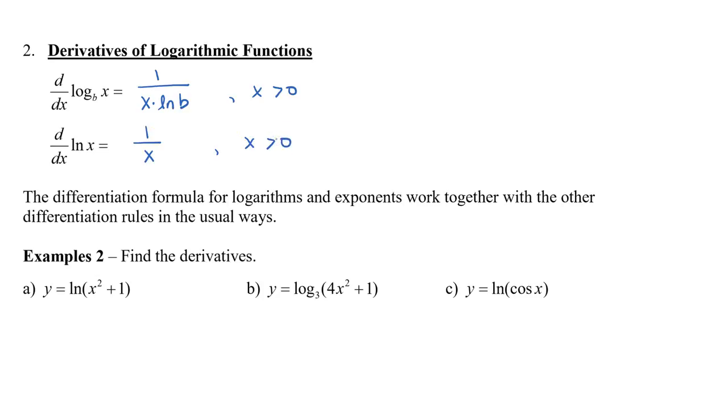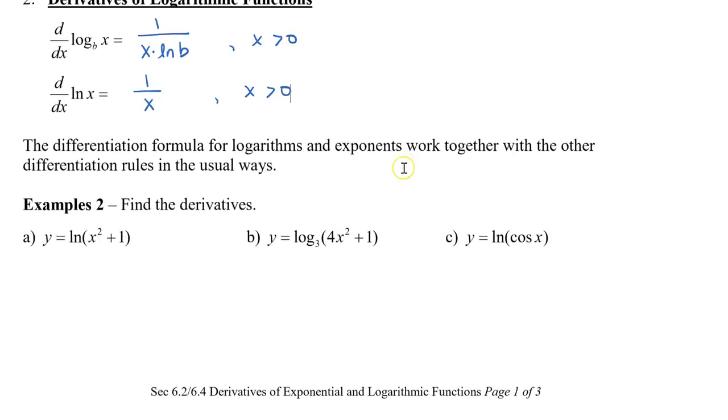Now the differentiation formulas for logarithms and exponents work together with the other rules that you've already learned. So whether you're doing implicit differentiation or chain rule, it all still applies. So let's take a look at a couple of examples here. So y is equal to the ln, or natural log, of x squared plus 1. So we say y prime is equal to, using this rule here, 1 divided by our x value. In this case, our x value is the x squared plus 1. So this will be x squared plus 1 in the denominator.